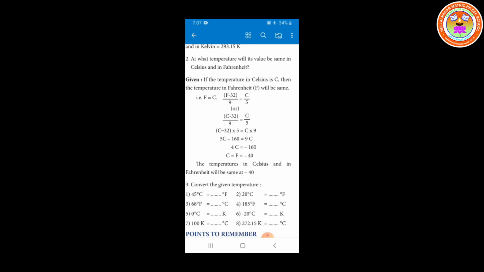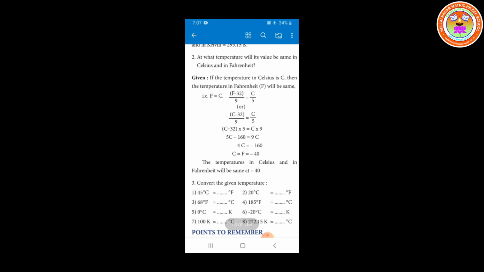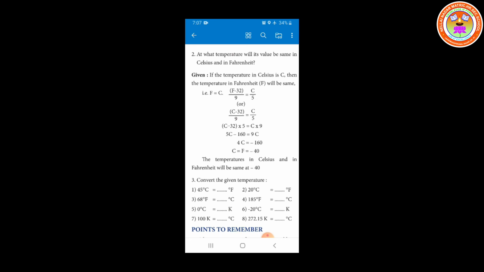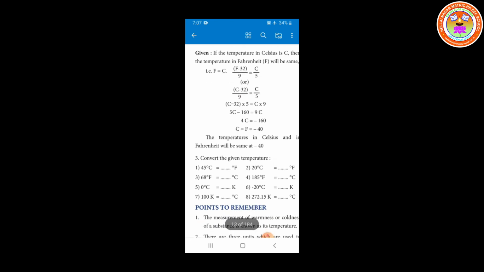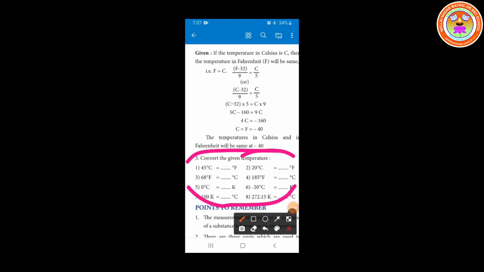So the temperature in Celsius and in Fahrenheit will be the same at minus 40. At what temperature will it be the same? Minus 40. And then you can convert this easily, students. You can try this one, convert, and send it to your concerned science teacher. This is homework for you. I hope you all understood, students.